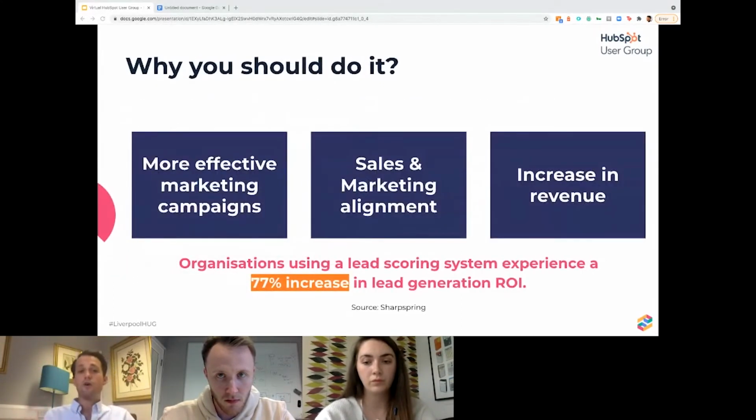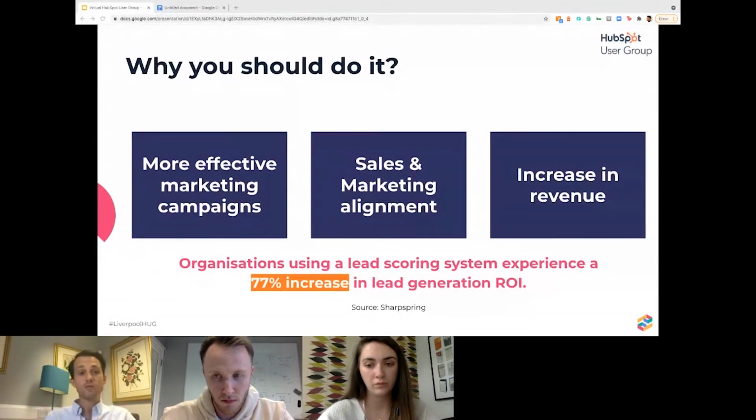So there are 3 core reasons why you should use a lead scoring system. Firstly, more effective marketing campaigns. Lead scoring will allow you to identify the campaigns and channels that result in high quality leads. From there, you can tailor your marketing strategy to generate more qualified leads.